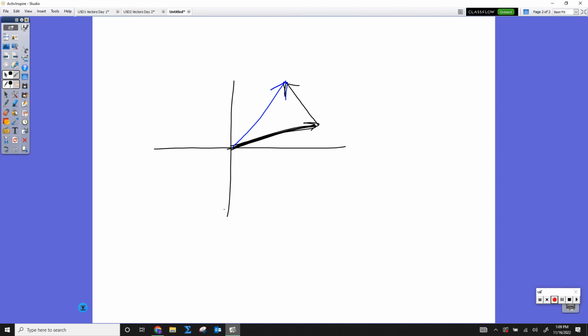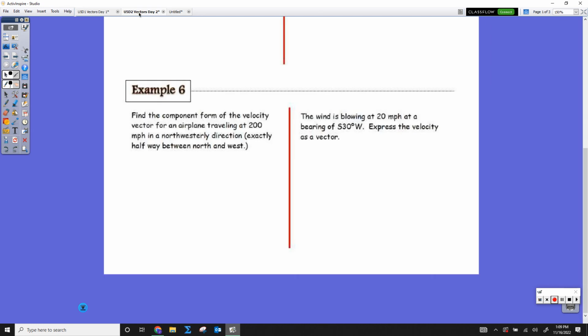Okay, so here's what I want to do. This is where we're going to stop. We're going to go through just these first couple, and then you'll be set up for the rest of the way.